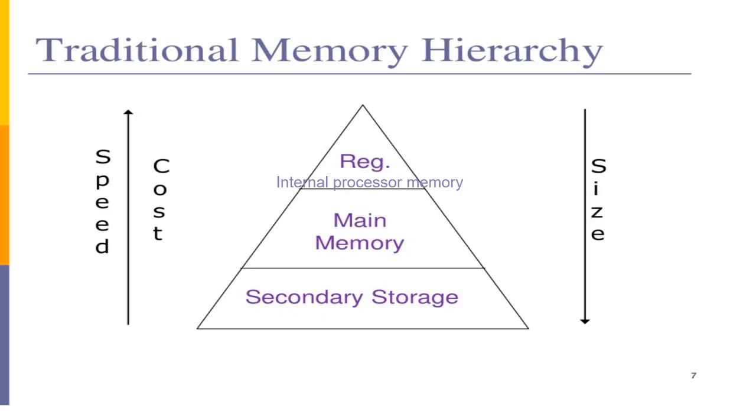So that is the register at the top. In between we have the main memory. Main memory is, for example, the RAM and the ROM, which the system is actually using. The memories that the system uses need to be fast, so that is why main memory is in between. And at the lowest level we have secondary storage.